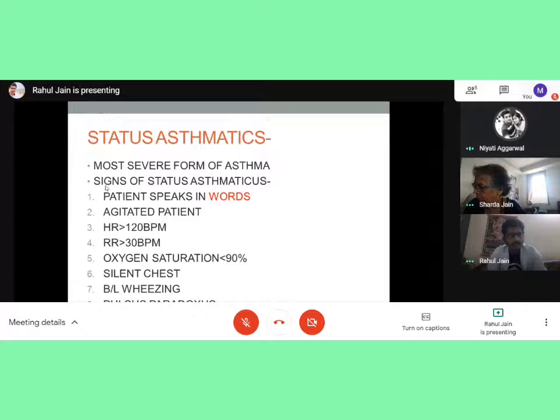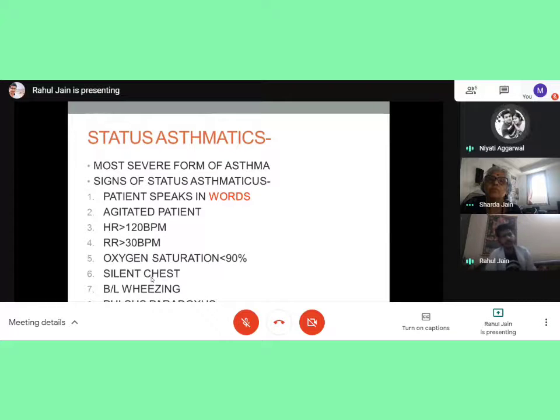So status asthmaticus, basically there are a few signs to remember. The patient is breathless, he can't speak a whole sentence. He will be speaking in words, and in between the words he will be breathless. This is the first sign that his asthma is getting really uncontrolled. Then the patient will obviously be agitated because he is not able to breathe. Respiratory rate will be really high, and the tachycardia will be high. Normally we say tachycardia when the heart rate goes above 100, but a heart rate of more than 120 is a sign of status asthmaticus, and they can go into hypoxia, that is oxygen saturation less than 90%.